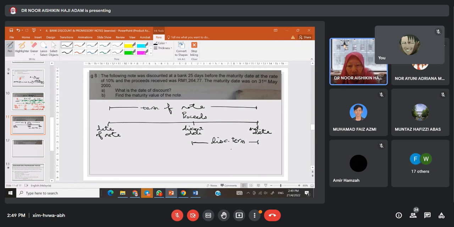And discount term ni of course lah menggunakan D, discount rate. Term of note tadi gunakan apa? Kalau term of note kita guna apa? R, simple interest. Simple interest rate. Faham? Ini maturity value lah. Maturity value, which is on the maturity date.